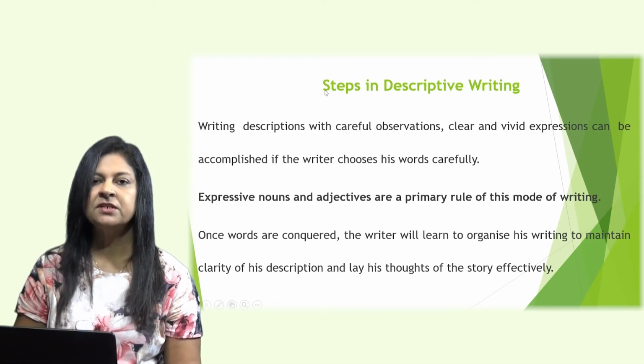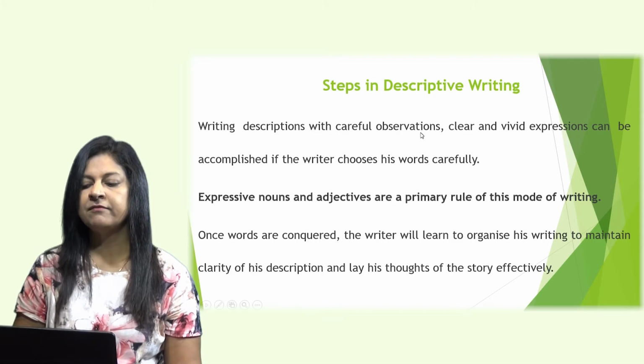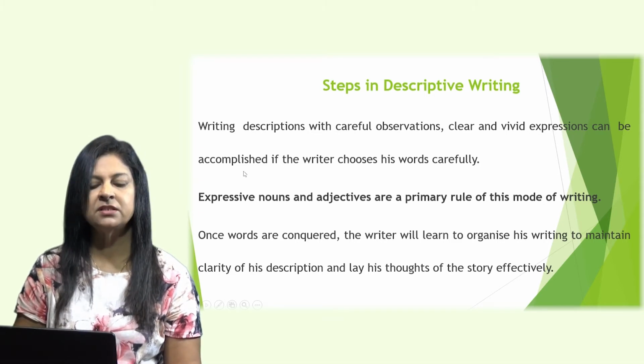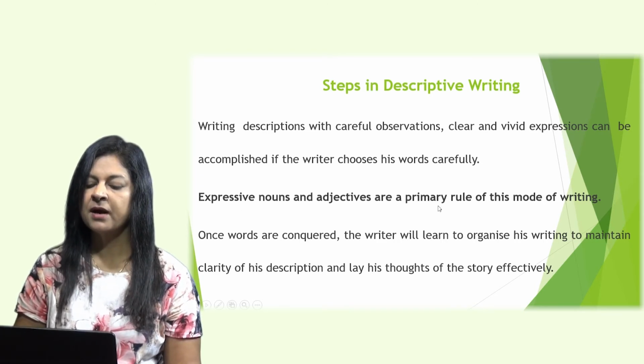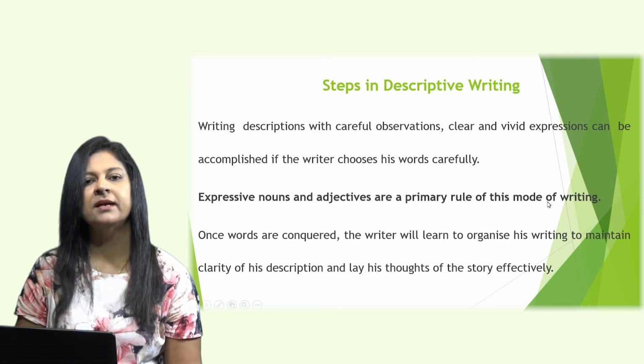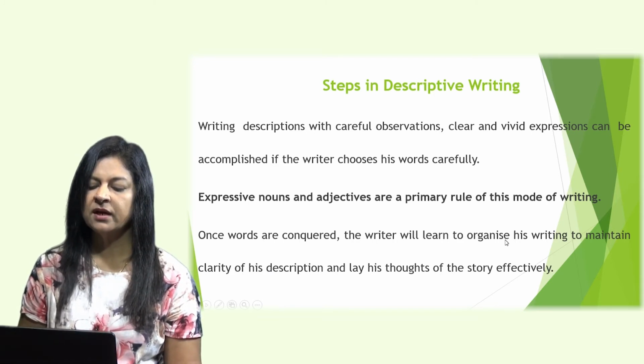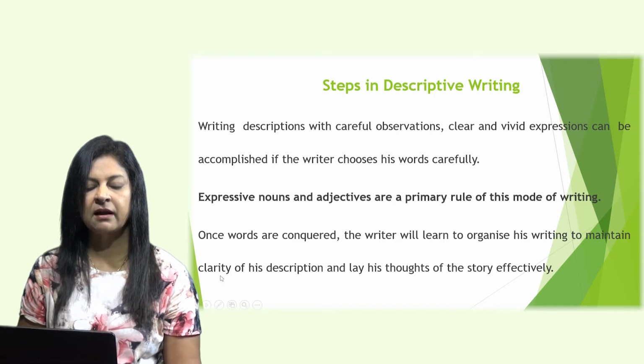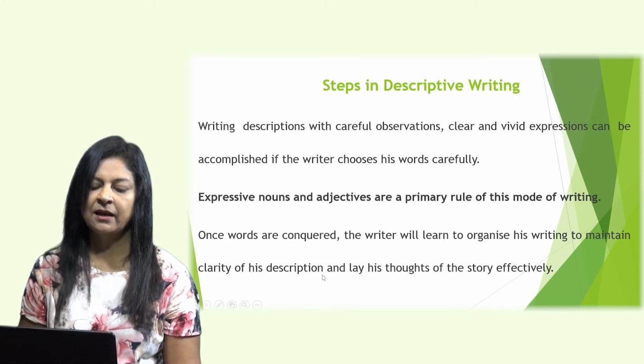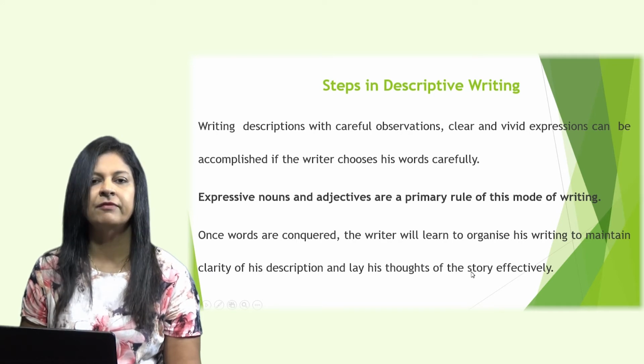Steps in descriptive writing. Writing description with careful observations, clear and vivid expressions can be accomplished if the writer chooses his words carefully. Expressive nouns and adjectives are a primary rule of this mode of writing. Once words are conquered, the writer will learn to organize this writing to maintain clarity of his description and lay his thoughts of the story effectively.